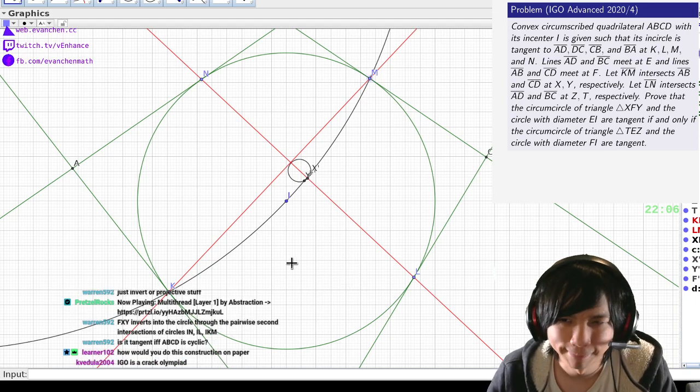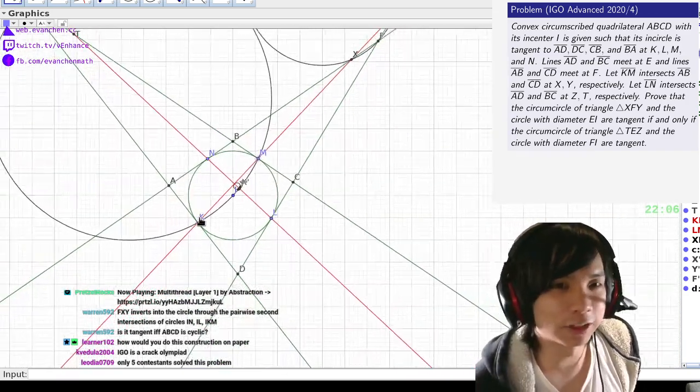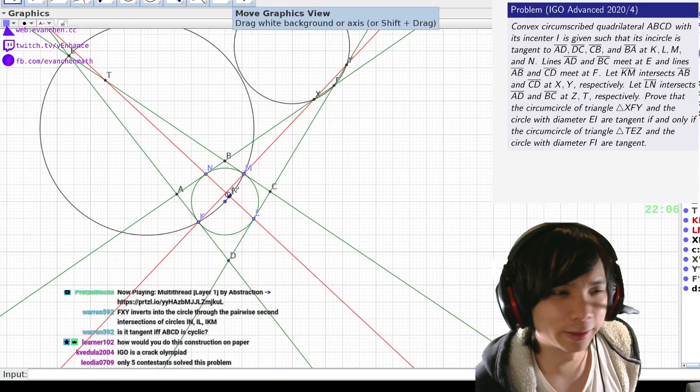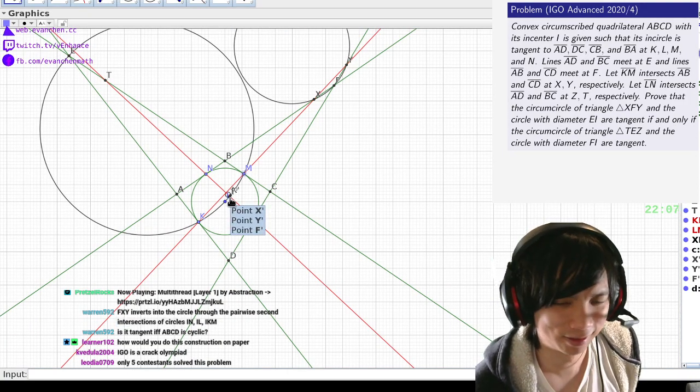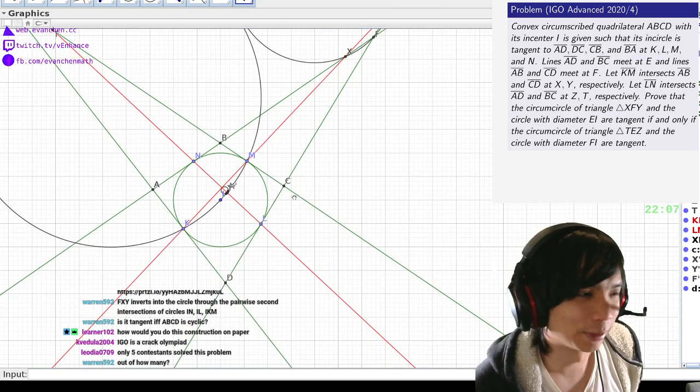The problem is, this is with GeoGebra. This is the smallest I was able to get the diagram to be. It looks like this. They're over here. There's not enough space.